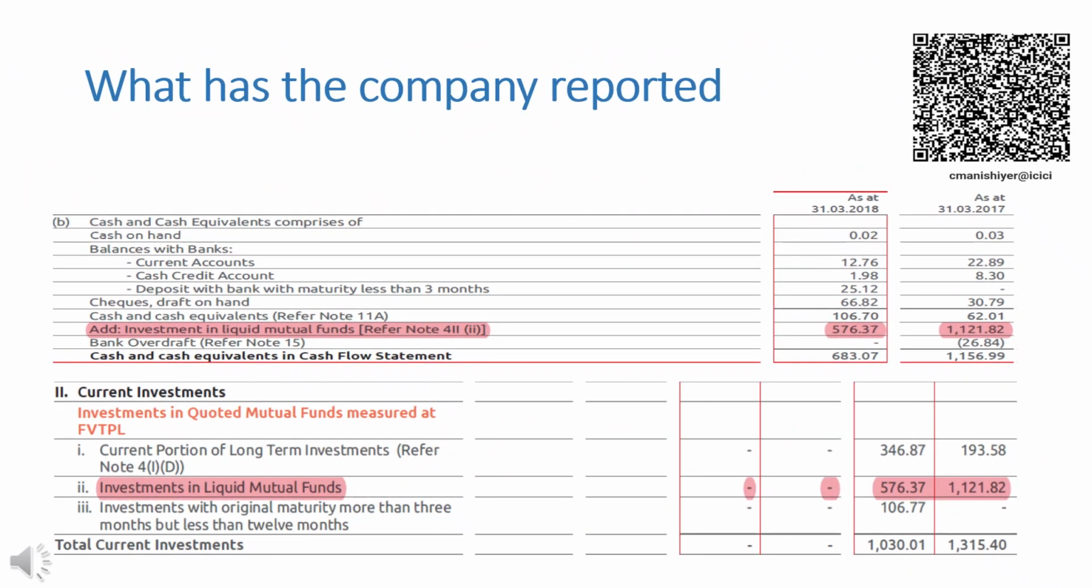Having read the requirements of Schedule 3 with respect to the aggregation of items in balance sheet, let us understand how a listed company has applied the same. This slide shows the components of cash and cash equivalents disclosed by a listed company in notes to statement of cash flows. The company has regarded investment in liquid mutual funds as cash equivalent. However, the company has aggregated investment in liquid mutual funds with current investments instead of cash and cash equivalents.